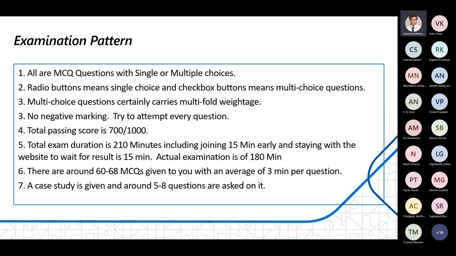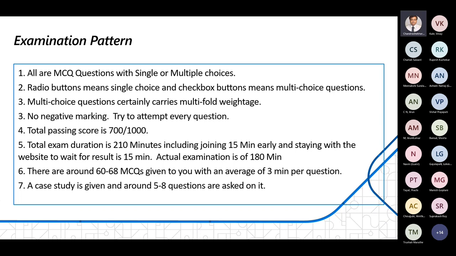The passing score is 700 out of 1000. 700 is the minimum passing score. There is no negative marking, so I recommend you try each and every question.